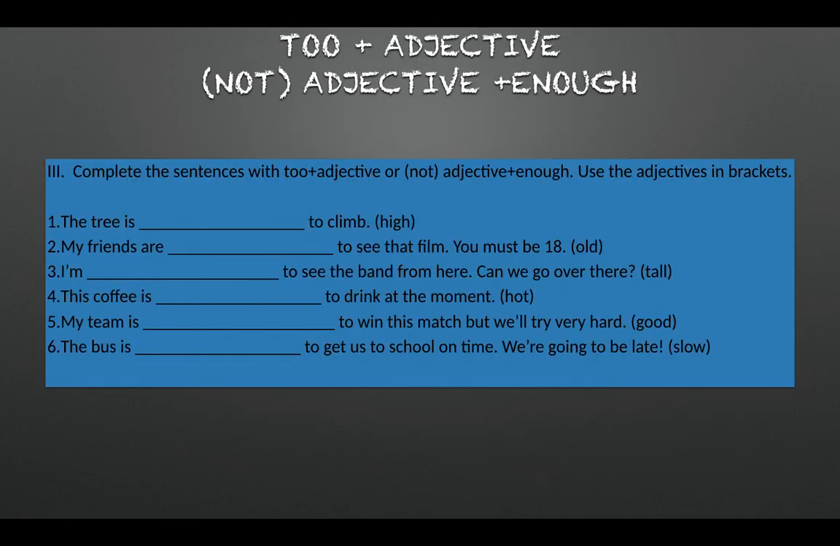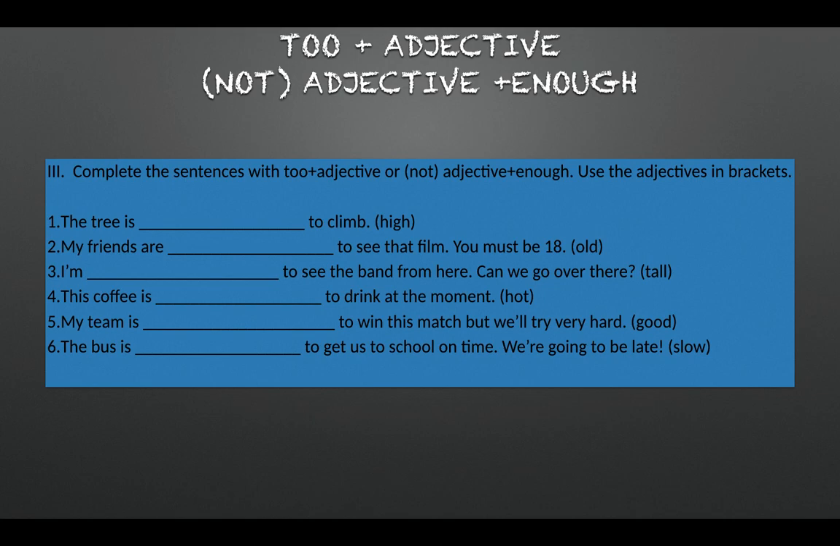So here we have an exercise taken from your guide, and I'm hoping to do it with you. It says, complete the sentences with "to plus adjective" or "not adjective plus enough". Use the adjectives in brackets. ¿Qué es brackets? Paréntesis. Use los adjetivos en paréntesis. Complete las oraciones con to plus adjective, que sería demasiado más el adjetivo, o not adjective enough, o sea, no y el adjetivo suficiente.